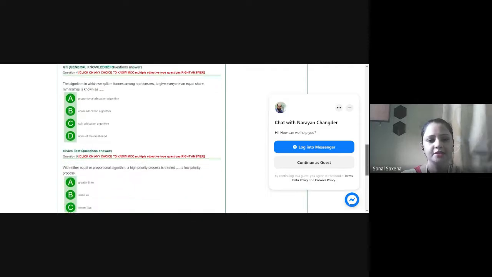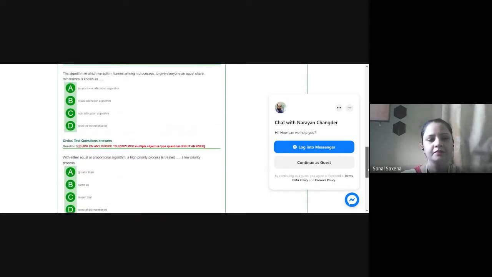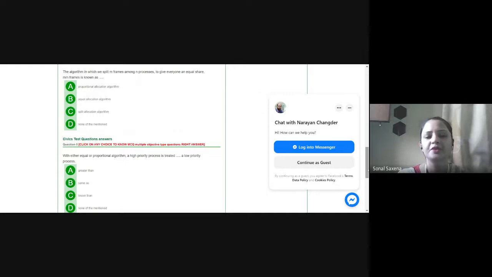Let me take you to the next set of questions. The algorithm in which we split m frames among n processes to give everyone an equal share, like m divided by n frames, is known as: proportional allocation algorithm, equal allocation algorithm, split allocation algorithm, or none of the above mentioned. Try to answer it quickly.